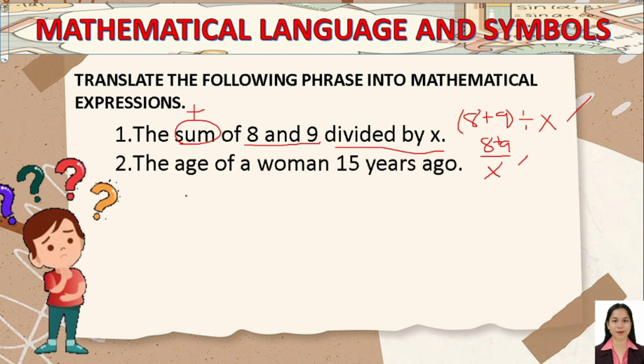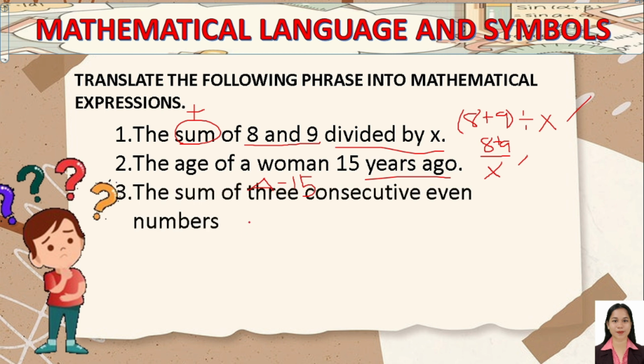Number 2, the age of a woman 15 years ago. So 15 years ago, ibig sabihin, ilan yung edad ng babae 15 years ago. So ibig sabihin, you're going to subtract the age of a woman. So age of a woman, say for instance, we let the variable A. Let A be the age of a woman. Then 15 years ago, so the age of a woman 15 years ago, so we have minus 15. So ganun siya. So yung age niya ngayon, minus 15, that is the age of a woman 15 years ago.